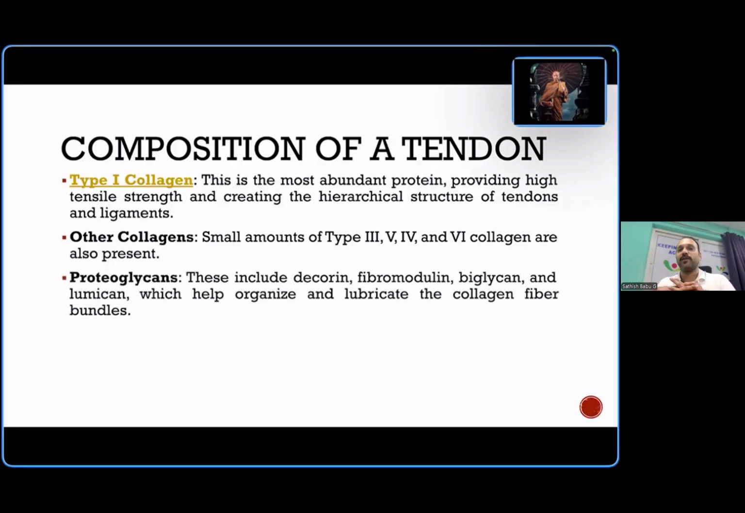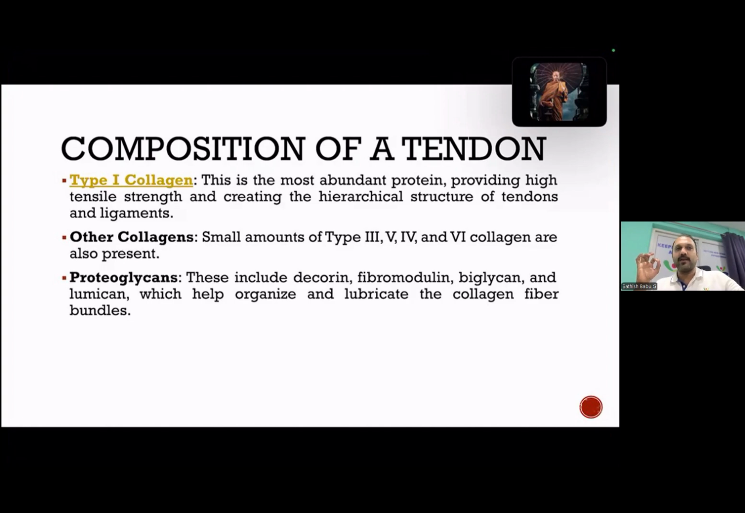Then the proteoglycans are there. Proteoglycans, which are also called glycosaminoglycans in the knee or in the joint. These include decorin, fibromodulin, biglycan, lumican, which help to organize and lubricate the collagen fiber and the bundle. So there are different names. Don't be scared of the names. Each is a different type of protein molecule which has a different function in the tendon, and it helps to keep the tendon intact. Some help with cross-sectional organization, some help in a longitudinal direction. There are differences in the tendon.